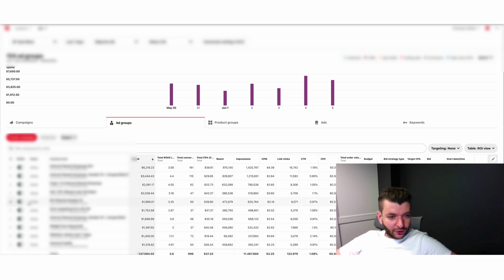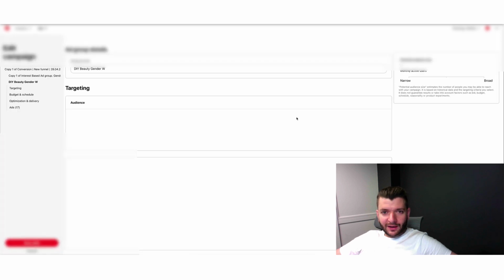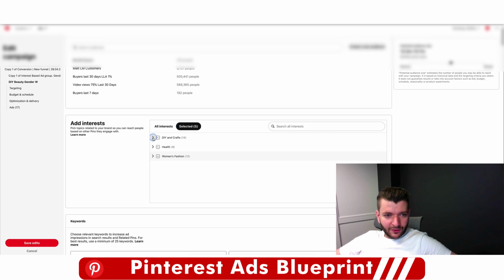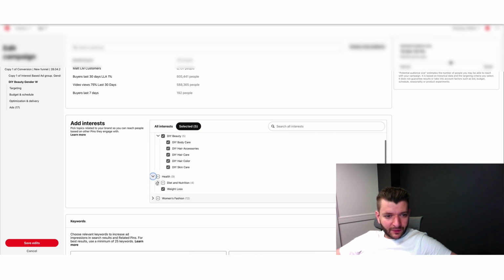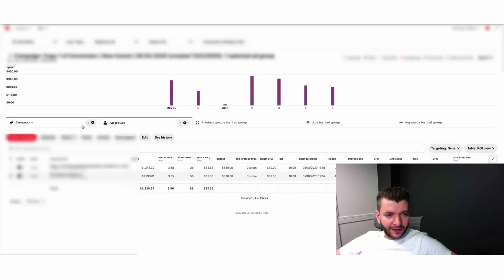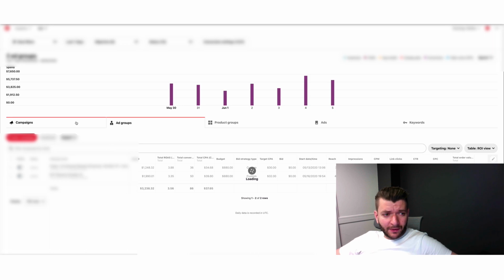Do it yourself beauty, which is just one little interest, right? You can see do it yourself beauty also has some of these in it, so it's kind of combined. Again, guys, it will come down more to your funnel than to your specific structure and everything. But keep it simple.